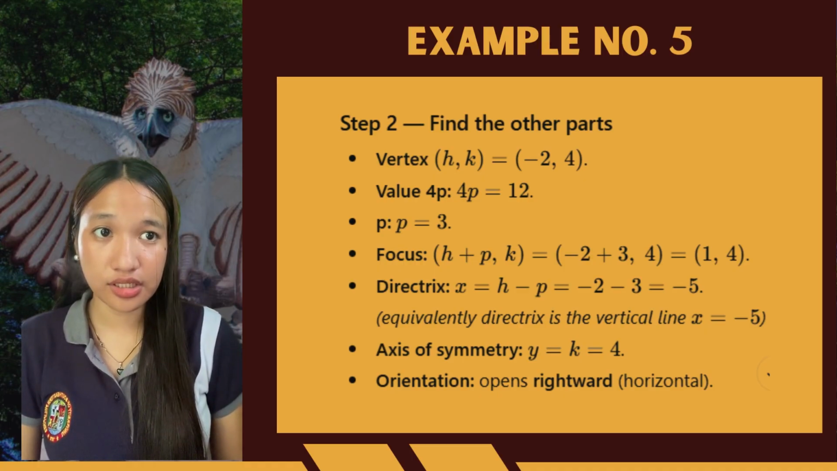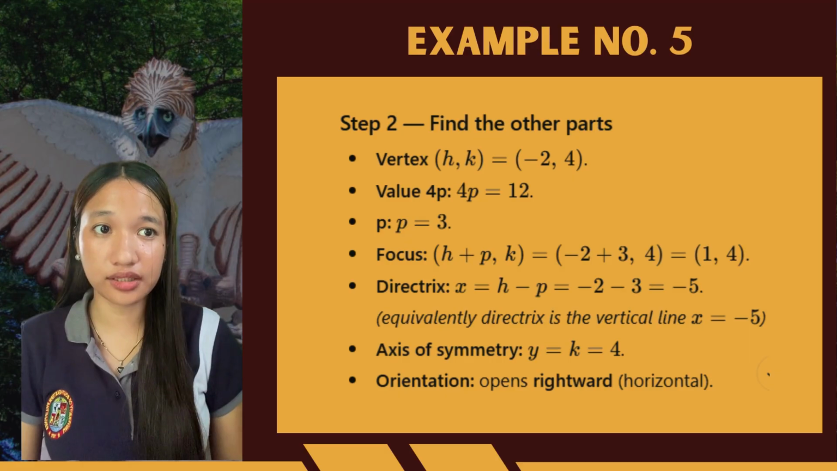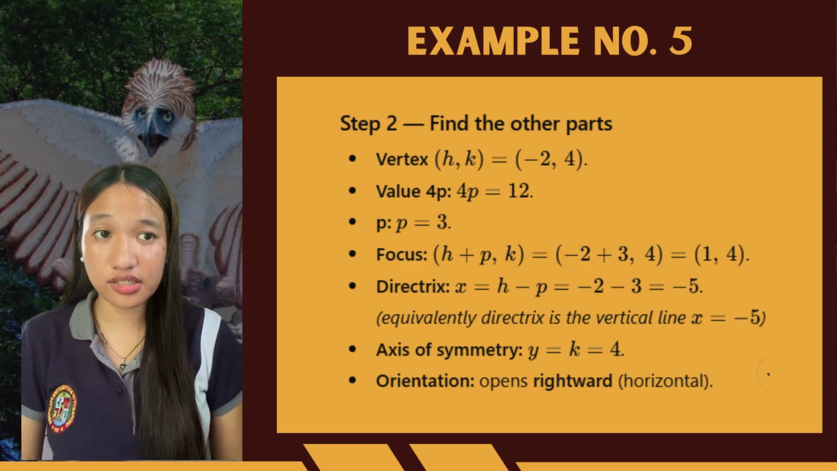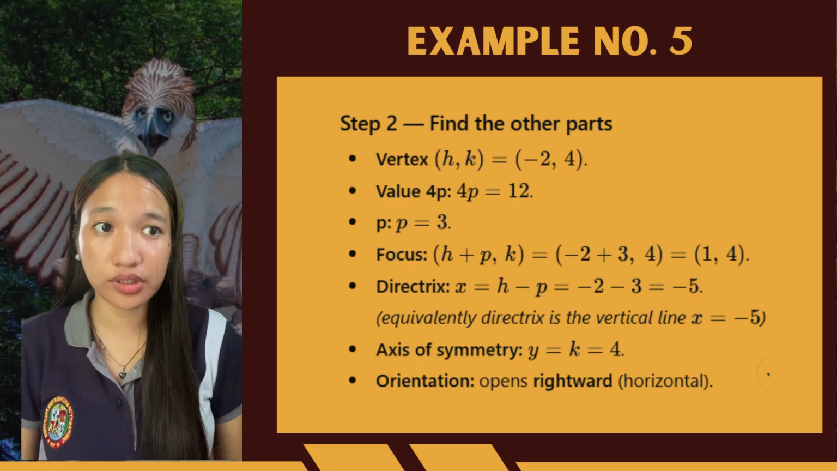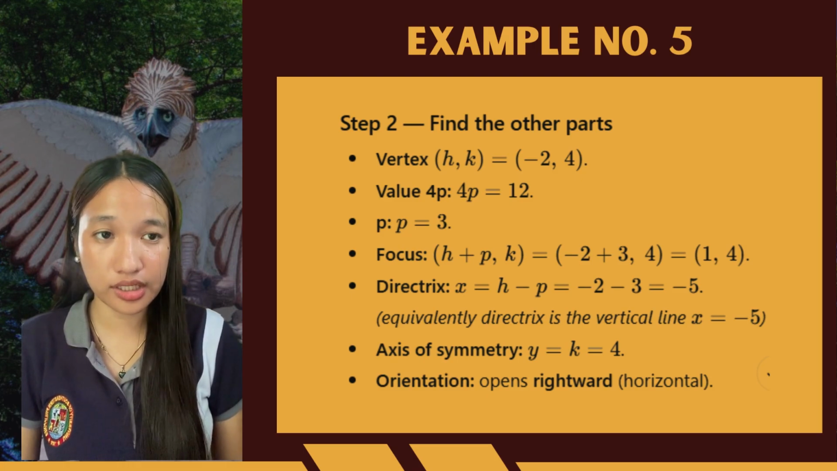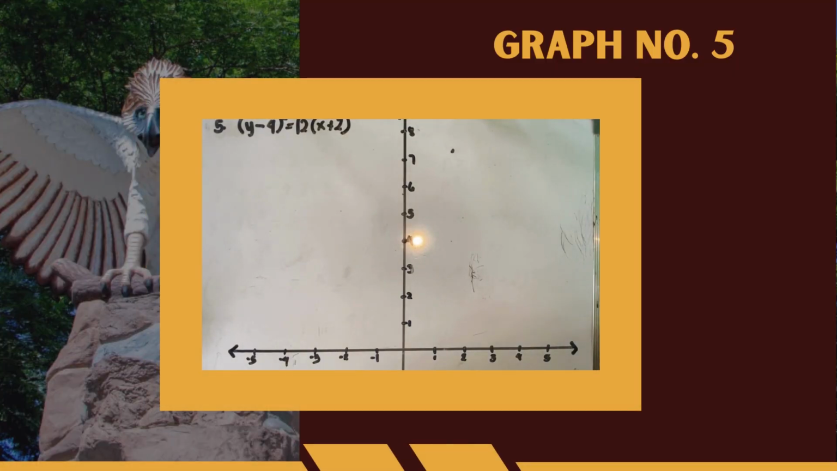For the directrix, x = h - p, where our h is -2 and our p is 3. So we have -5. Equivalently, the directrix is the vertical line x = -5. The axis of symmetry is y = k, so our k is 4. The orientation: it opens right, or it is horizontal.